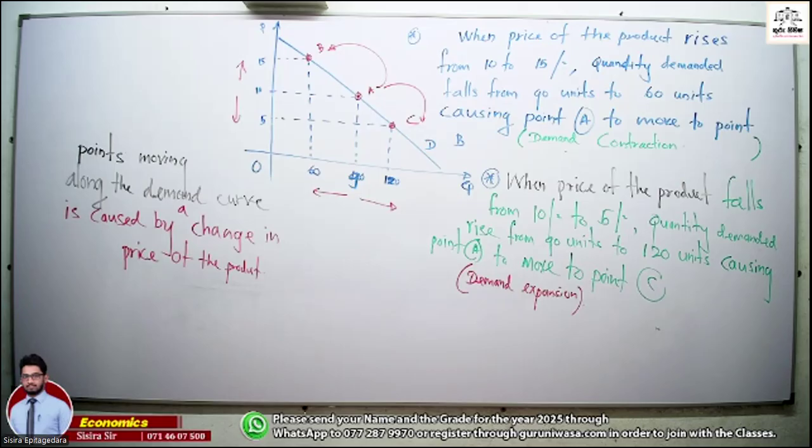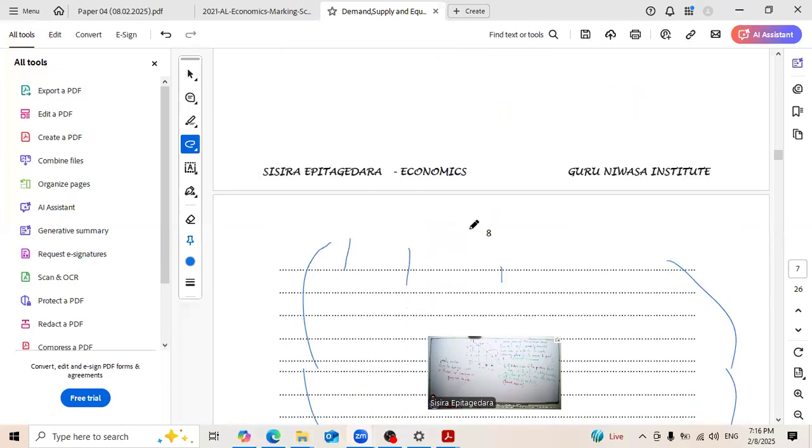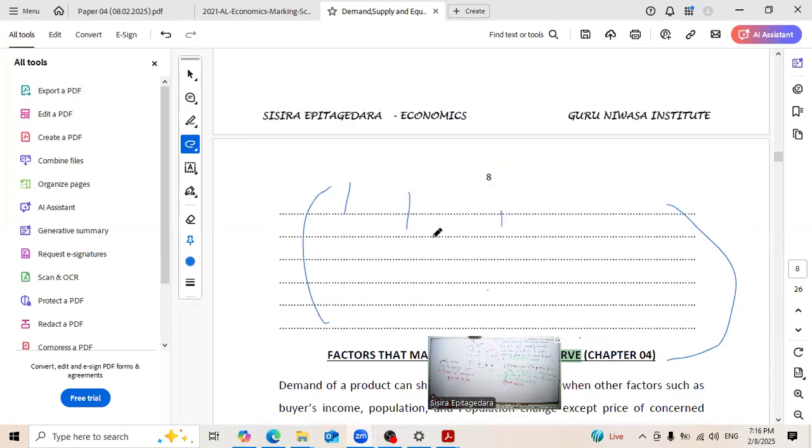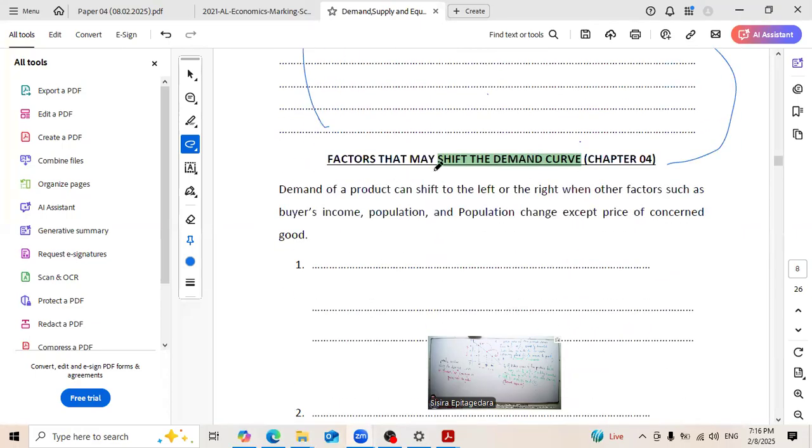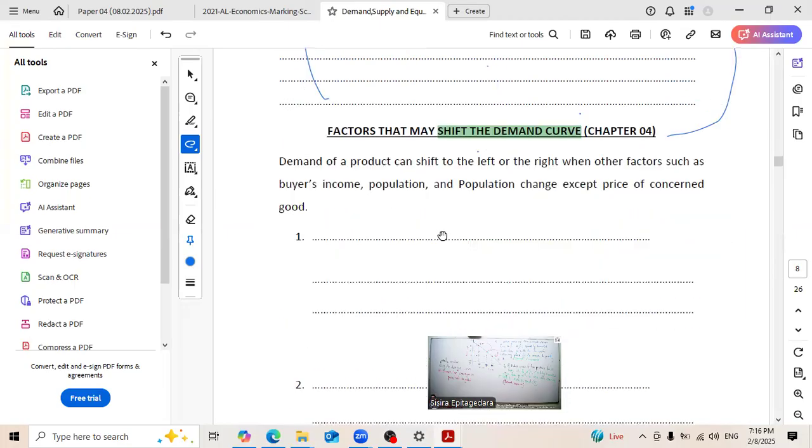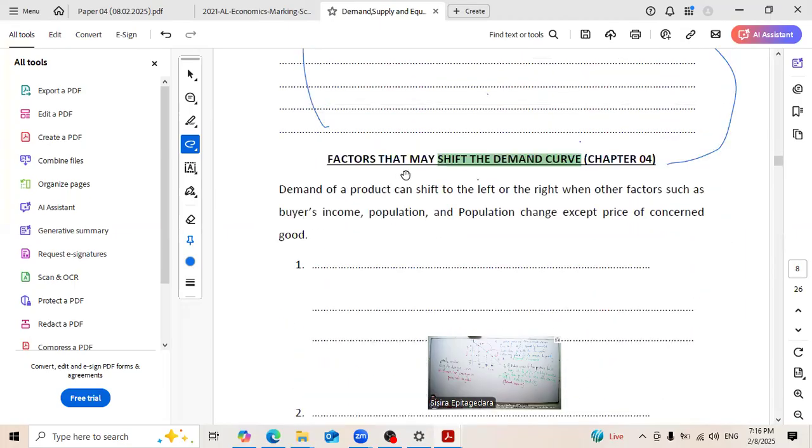Finished? Okay, I think the point is clear. Let's move to the next lesson. Next topic. What is it? Page number 8. What is the topic? Factors that may shift the demand curve.